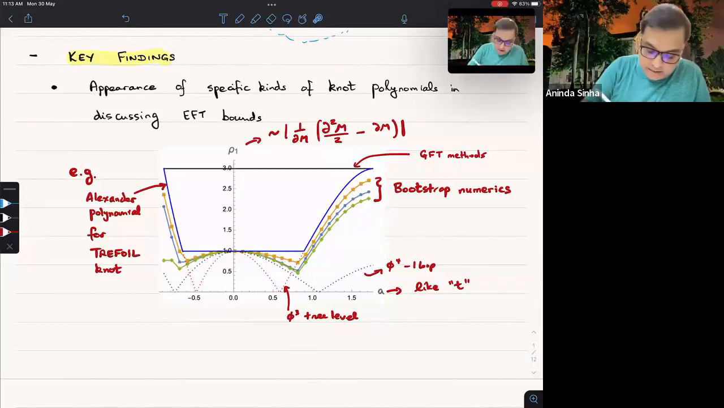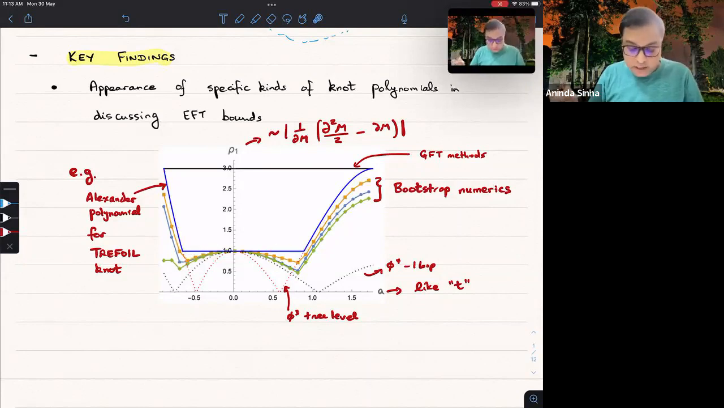One question would be that you can see there is some kind of envelope so far as the numerics is concerned. So can we analytically derive what is the bounding curve in this picture? I will show you that this bounding curve is given by this blue solid line, and this blue solid line is specifically the Alexander polynomial for the trefoil knot. I will derive all that for you in this talk.